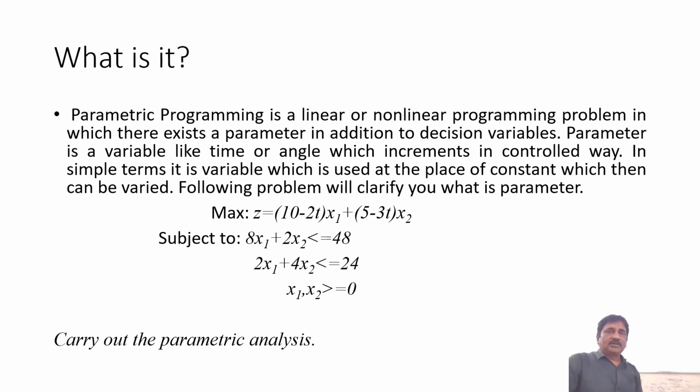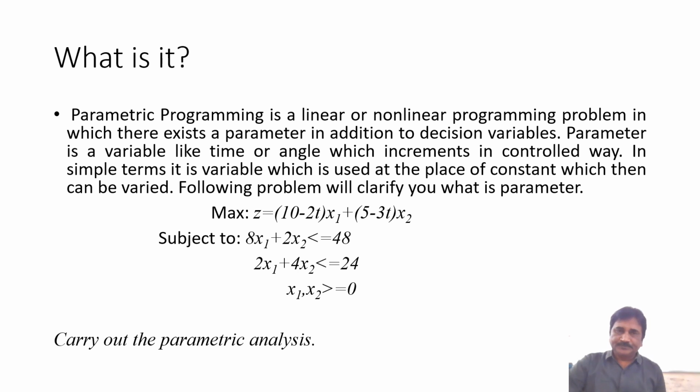In simple terms, it is a variable which is used in the place of a constant, which then can be varied. For example, the coefficient of x1 is 10. If I want to vary it in a controlled way, then what I can do is write 10 minus 2t. So as values of t go on changing, the coefficient of x1 will go on changing. So I am getting the effect of a constant, and I am able to vary that constant the way I want. That is what differentiates variable from parameter.